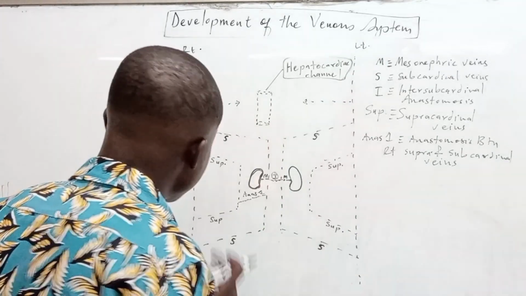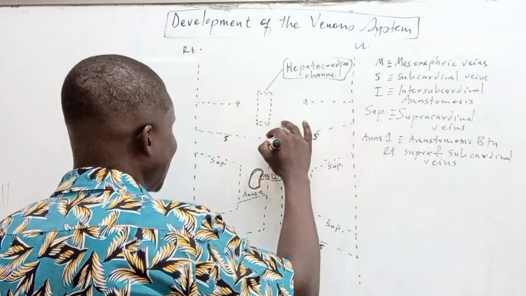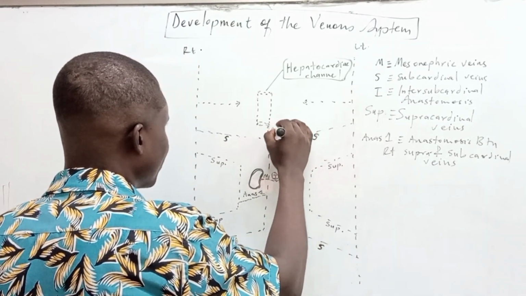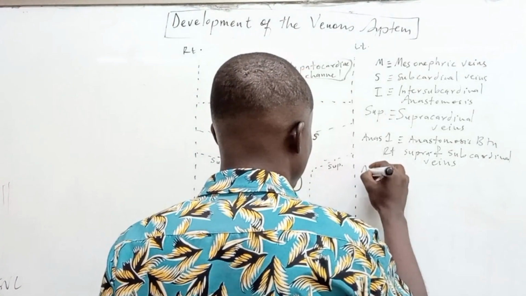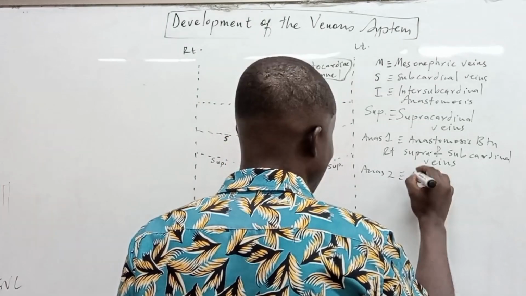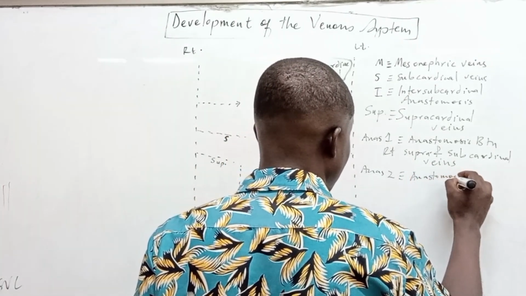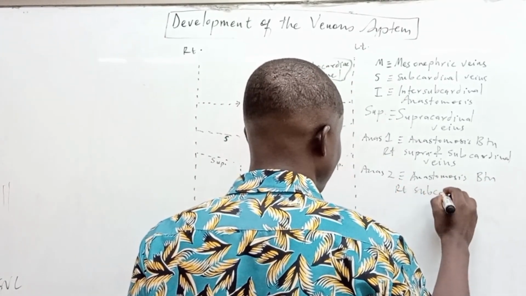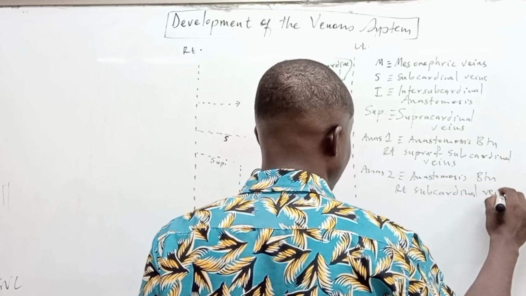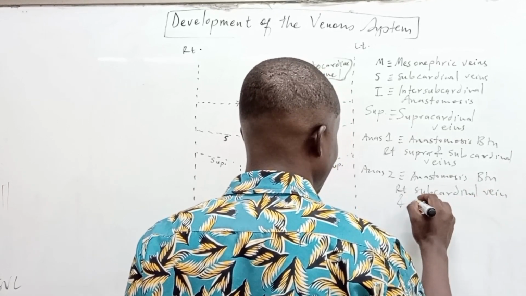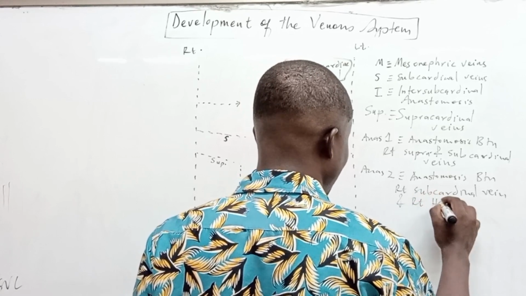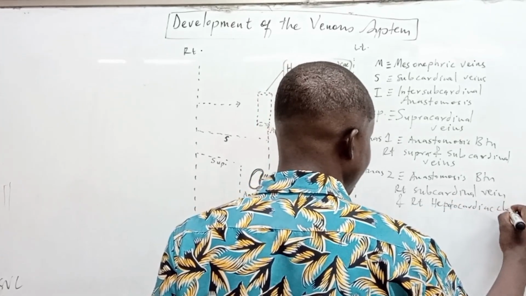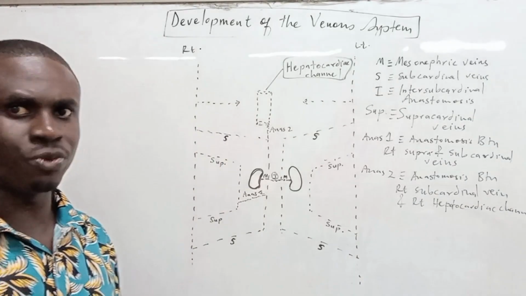And then there's also going to be an anastomosis between this right subcardinal vein and the hepatocardiac channel. So let me call this one anas 2. For the anas 2, it is the anastomosis between the right subcardinal vein and the right hepatocardiac channel. Great. So that's what we have.